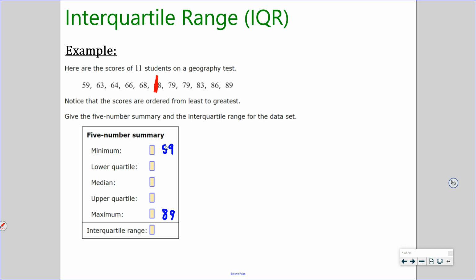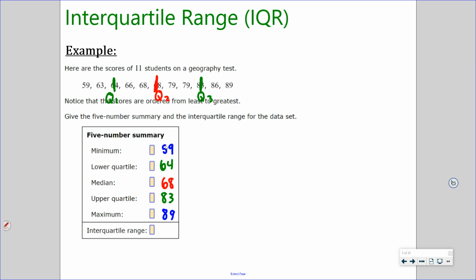All right. Median, what do we think? 68. Yep, this right here would be the median. All right, lower quartile? 64. Yep, the median of the lower half. Good. Upper quartile? 83.